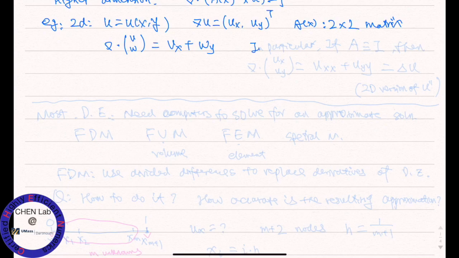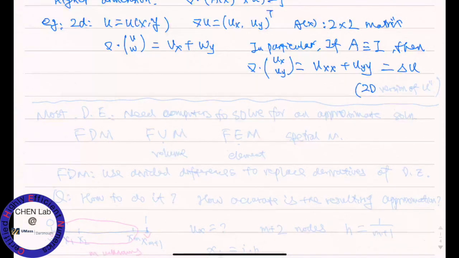In particular, if a is an identity matrix, 1, 1 on the main diagonal and 0 elsewhere, then we get the divergence of the gradient of u, which is (u_x, u_y). So that is u_xx plus u_yy. That's exactly the Laplacian of u. So the Laplacian of u is the 2D version of u double prime in the 1D case, when it only has one variable x, u_xx.